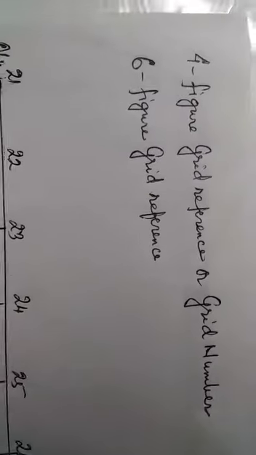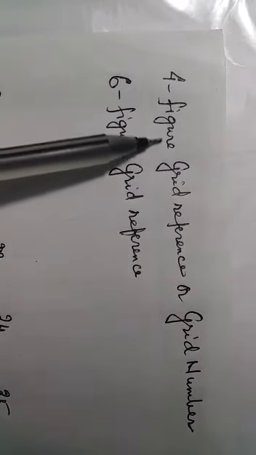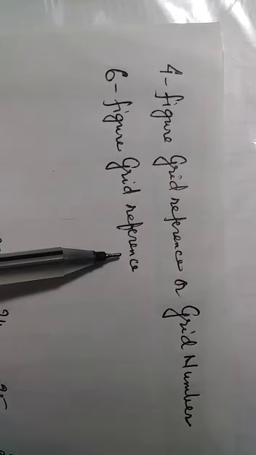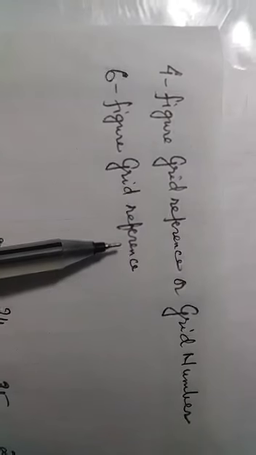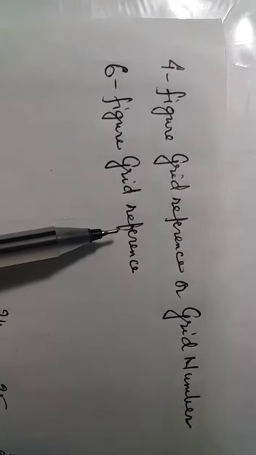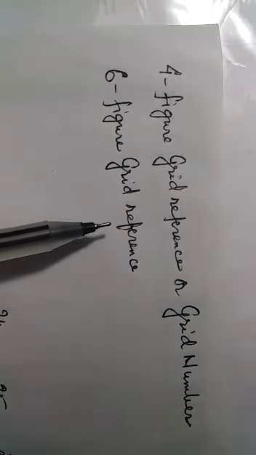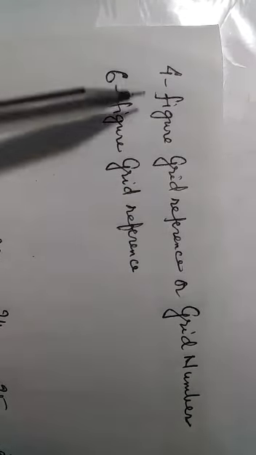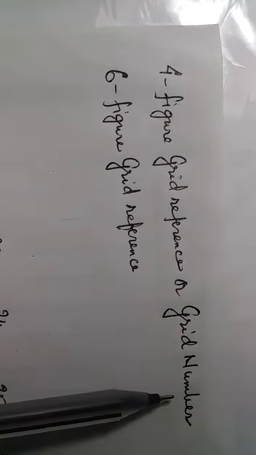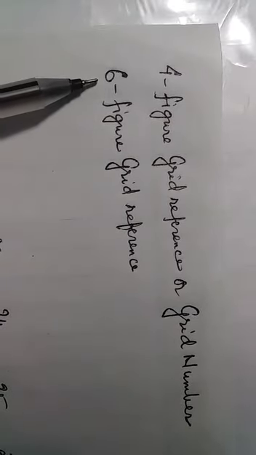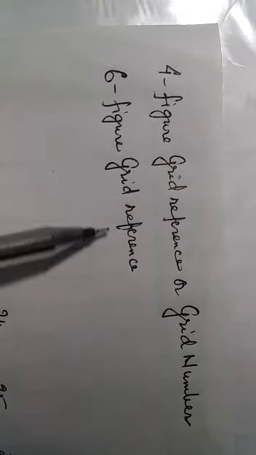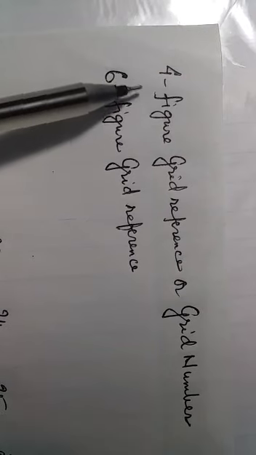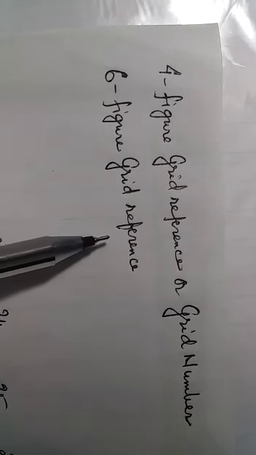The end of the module. You can see it is written here: 4-figure grid reference or grid number, and 6-figure grid reference. Actually, the main purpose of grid is to locate a place on the topographical map. So we use these two systems, 4-figure, also known as grid number, and for a specific location we use this 6-figure grid reference. Now I'll be explaining to you how to find out the 4-figure and 6-figure.